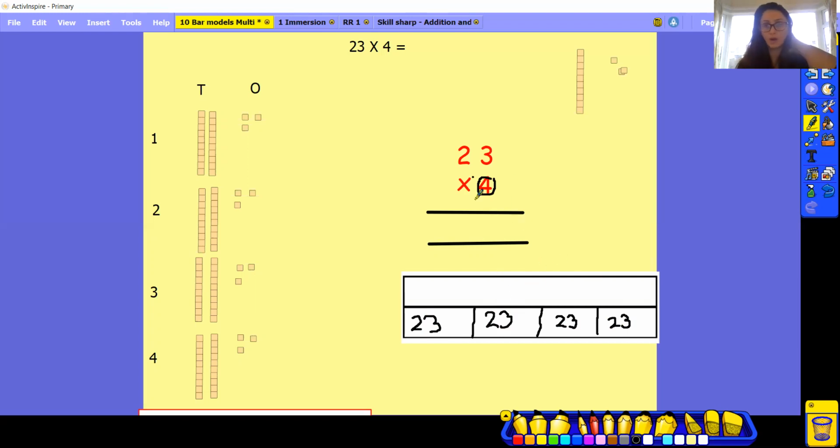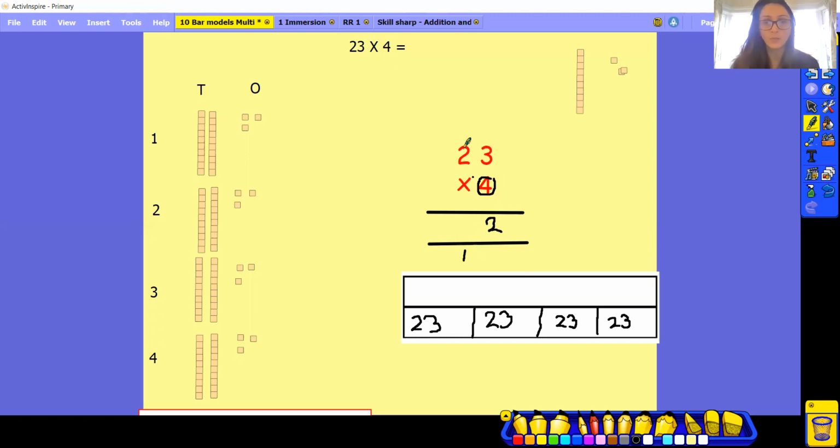Okay, so now we need to work out what our whole is. So this is when we go to our method again. So we've got 3 times 4. So you do our 3 times table. So 3, 6, 9, 12. Remember, we carry over the 1 and we put the 2 in the ones column. Okay, and then we move on to our tens column.